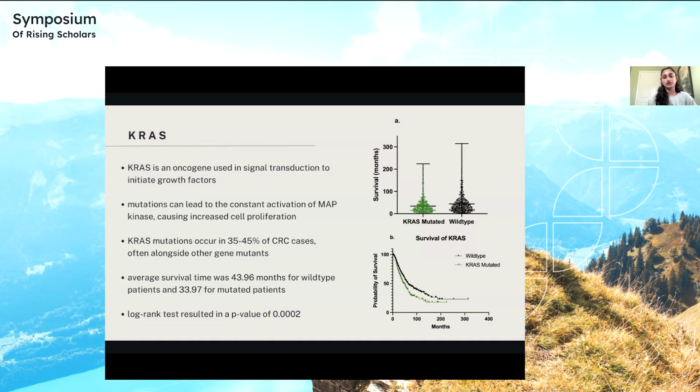The average survival time for patients with wild type KRAS was 43.96 months, and it was 33.97 months for patients with a mutation. So this indicates that the wild type had a higher survival, so a mutation did decrease patient survival. And a log-rank test on the Kaplan-Meier curve resulted in a p-value of 0.0002, indicating this is significant.